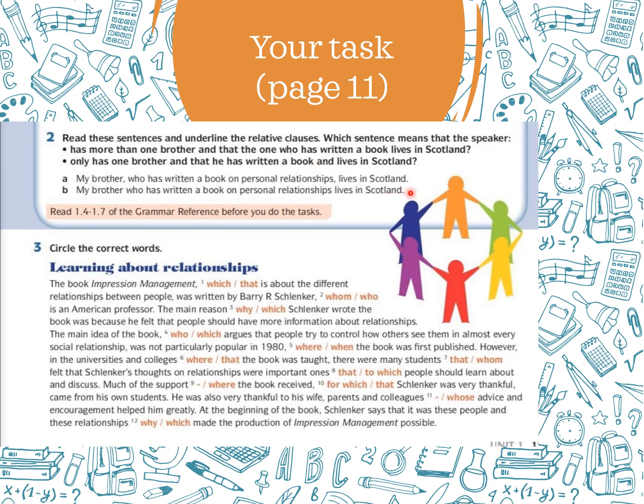So, you have to try to understand the sentences, the meaning of the real sentence by looking at the comma. Nampak comma? Kalau ada comma, apa maksud dia? Dia dah lari maksudnya di situ. Dia boleh bermaksud lain. Okay. Saya akan tolong bahagian ini. Okay. My brother who has written a book on personal relationships, lives in Scotland. My brother who has written a book on personal relationship lives in Scotland.